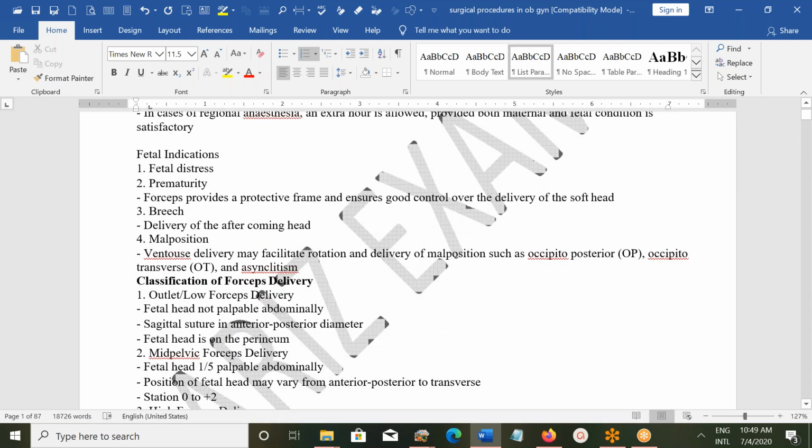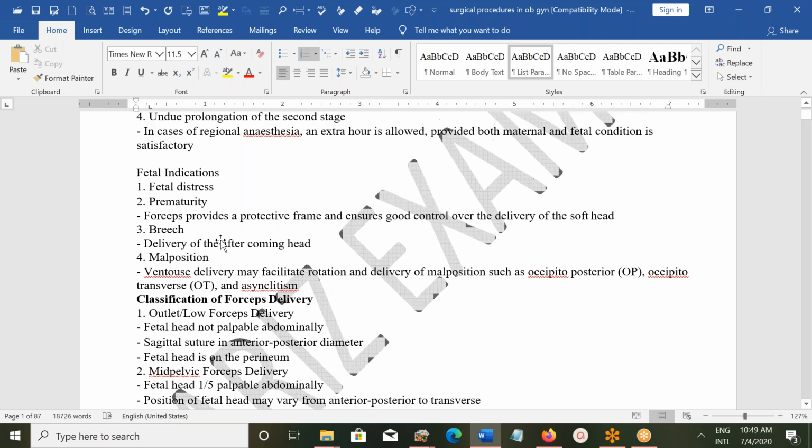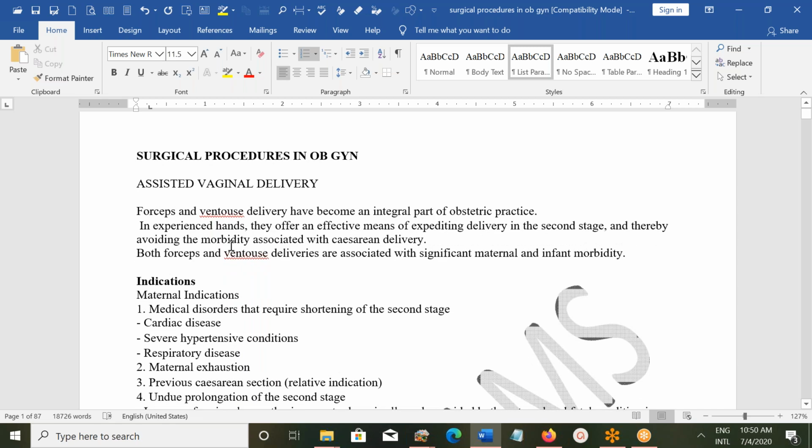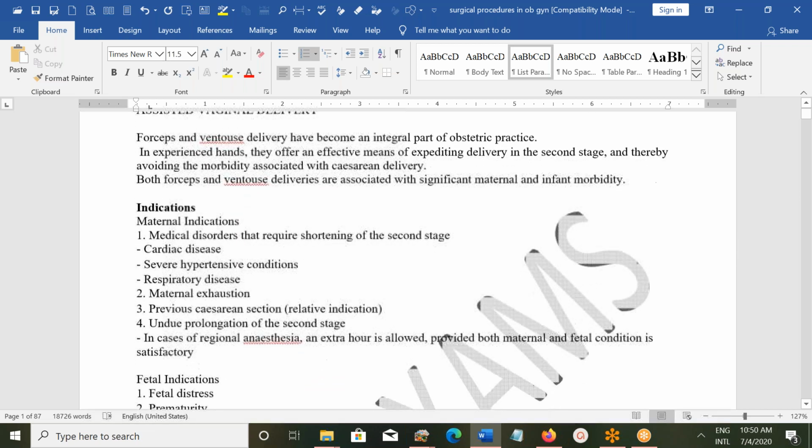Last week we were talking about the instrumental delivery, and this topic is very important. That's why it keeps coming up again and again. So you know about the indications. So basically, what are we doing in the assisted vaginal delivery? Forceps and the ventouse delivery make up assisted vaginal delivery. We do it to avoid having a second stage cesarean section, because that is associated with more complications.